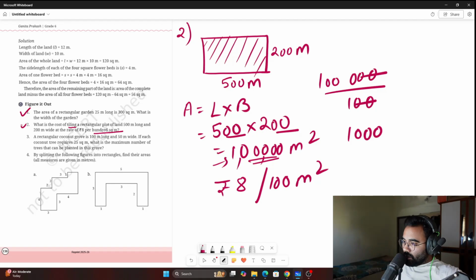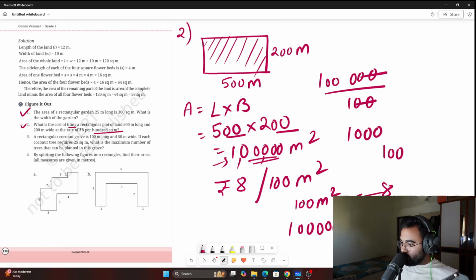Okay. So for 100 meter square, you have to pay rupees 8. For 100 meter squares, you have to pay this. So how much will you have to pay for this? You must cross multiply, so that should give you 1 2 3 4 5 multiplied by 8 upon 100. So that is rupees 8 and 3 zeros, that is 8,000.